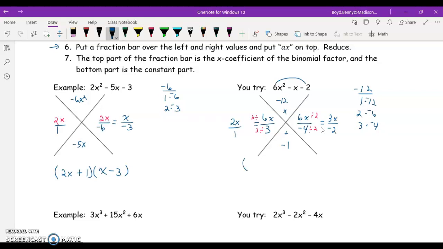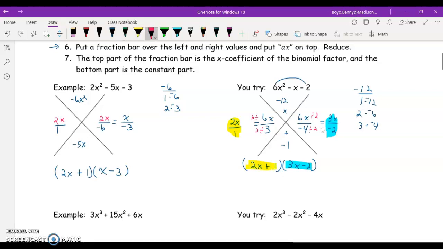So my left-hand factor would be 2x plus 1, coming from this ratio. My second factor would be 3x minus 2, coming from this ratio. Do that just to give you some visual.